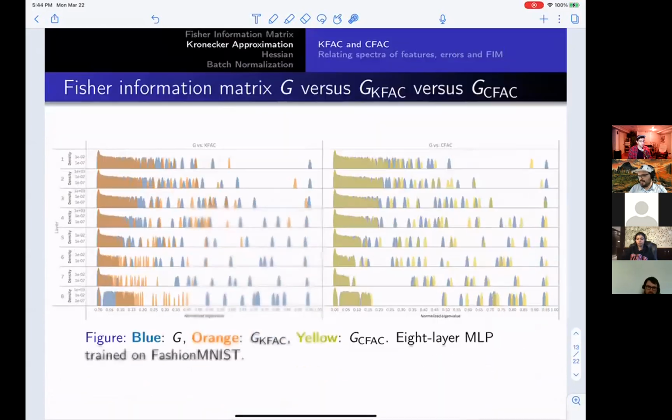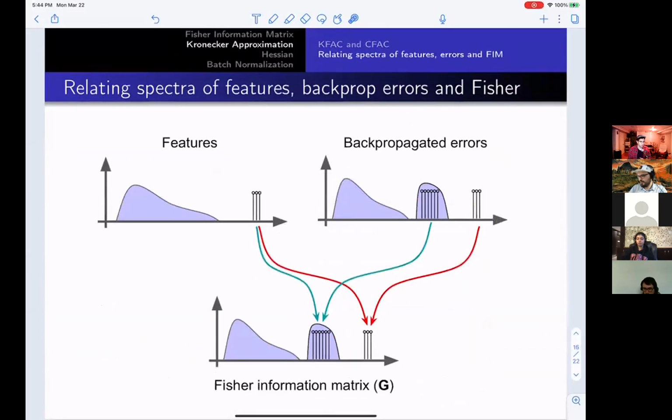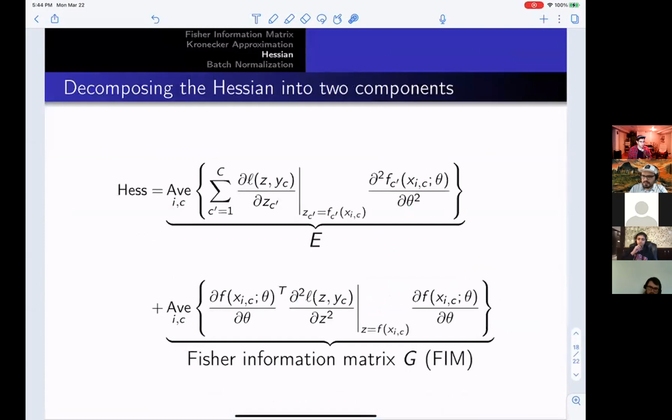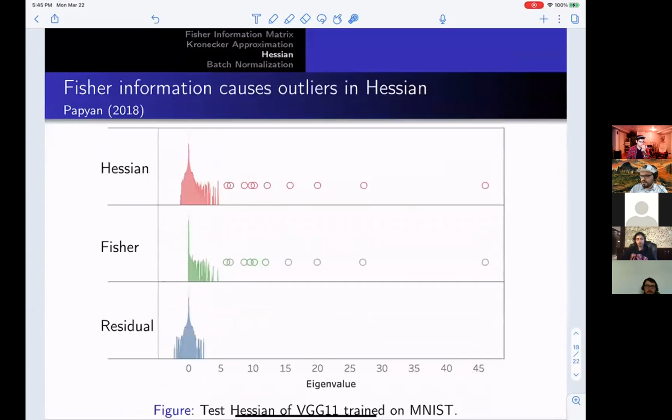Okay, so at this point, I would like to remind you that the Hessian is equal to the feature information matrix plus some residual, right? And so essentially you can actually calculate the spectrum of the Hessian and compare it to the spectrum of the feature information matrix and the residual. And if you do that, you see that the feature information matrix is positive definite, as we expect it to be. And it has a set of outliers, as we expect there to be. And these outliers are simply inducing outliers in the Hessian.